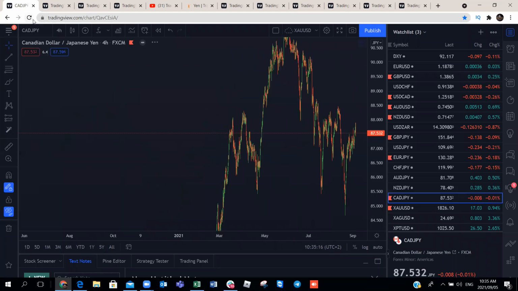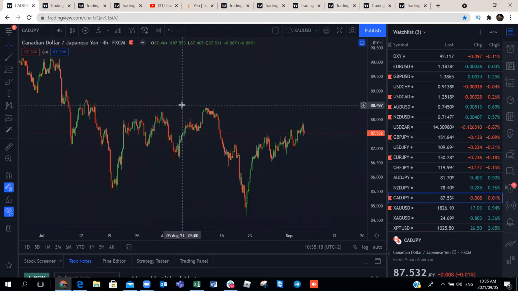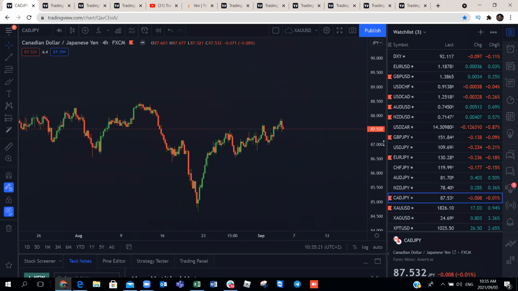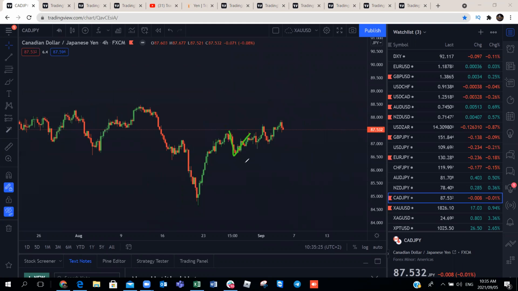CAD yen, our trade of the week. If you'd gone to our website, you will have found this trade of the week. So this is what we expected of CAD yen. We had a push to the downside. We were around here last week and expecting this one to pull back here for a 3 and push to the upside.